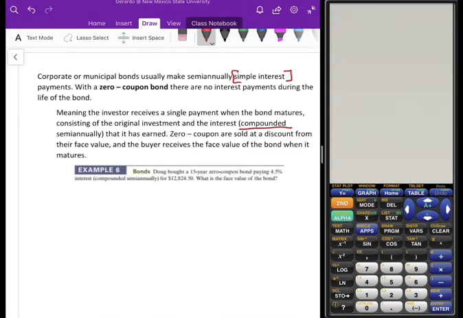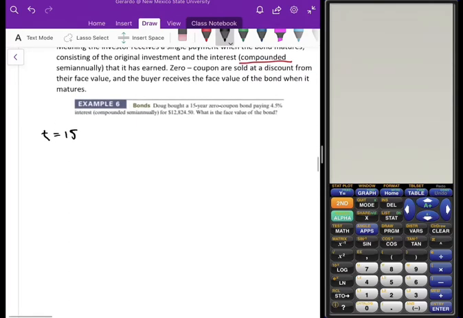That is, has earned. Zero compound bonds are sold at a discount from their face value, and the buyer receives the face value of the bond when it matures. So let's see this problem. It says Doug bought a 15. So there we go. Time on this one is 15 immediately.